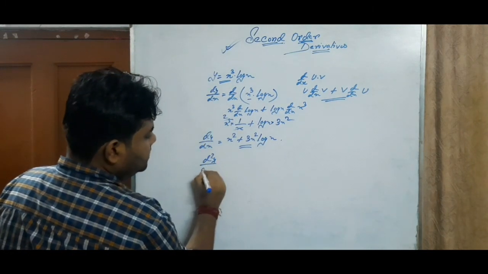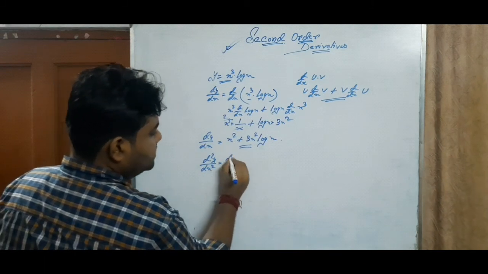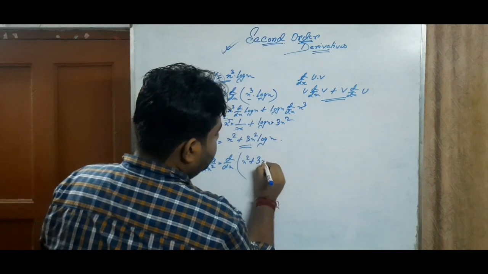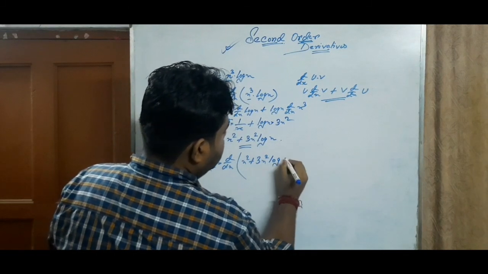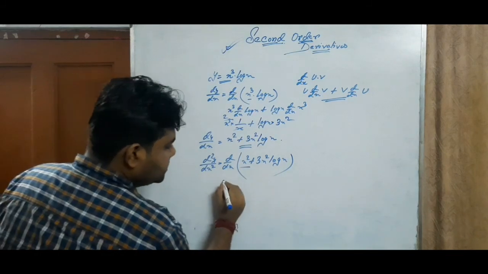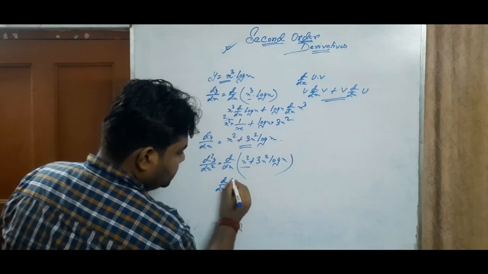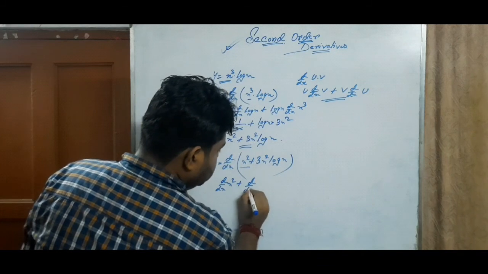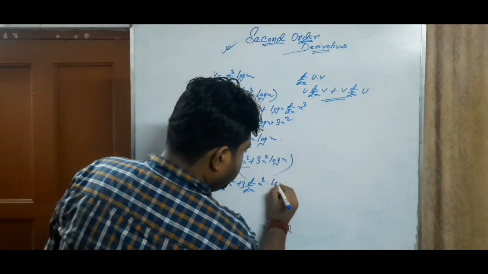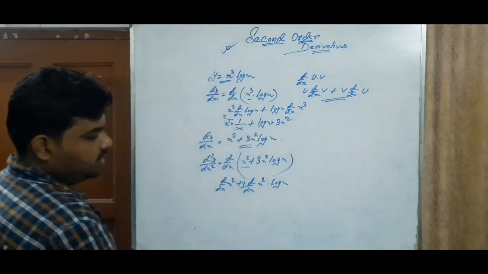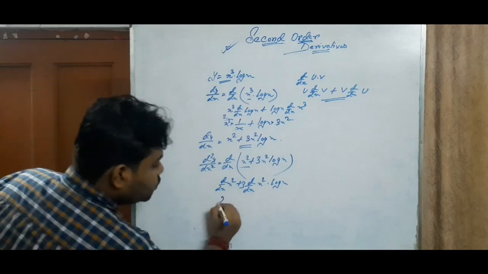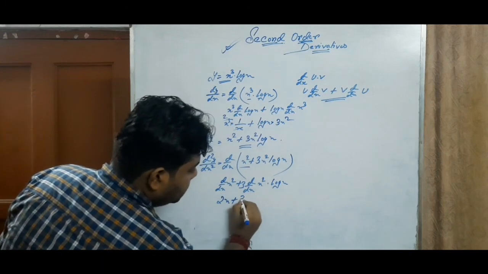d2y by dx square, that is d dx of x square plus 3x square log x. Okay, the first one, that is d dx of x square plus d dx of 3 x square log x. Again two functions are there. This one I can do, that is 2x, and this is the product rule.